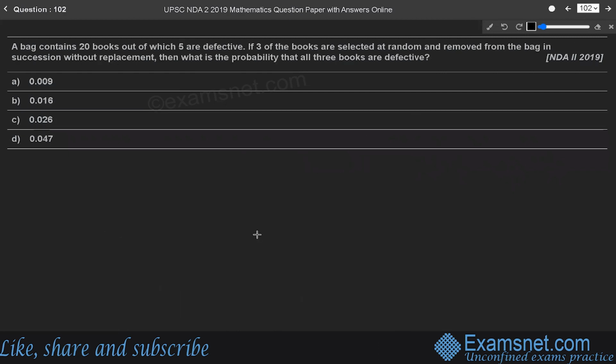Next question is also from probability. A bag contains 20 books, out of which 5 are defective. If 3 of the books are selected at random and removed from the bag in succession without replacement, then what is the probability that all the 3 books are defective? So the required probability will be 5 upon 20 into 4 upon 19 into 3 upon 18.